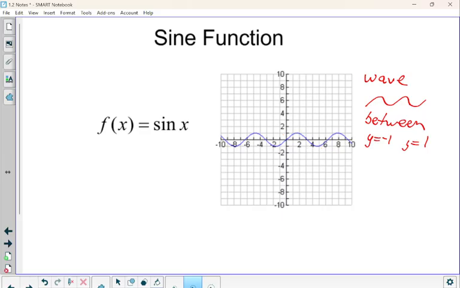The other thing you need to know is that the sine curve goes through the origin going up. So the curve goes through the origin and up like that. And then just wiggles like a wave between y equals 1 and y equals -1. Where does it cross? We'll talk way more about that in the spring. For right now, I just need you to recognize that the sine graph looks like a wave bouncing between 1 and -1, going through the origin, going up.